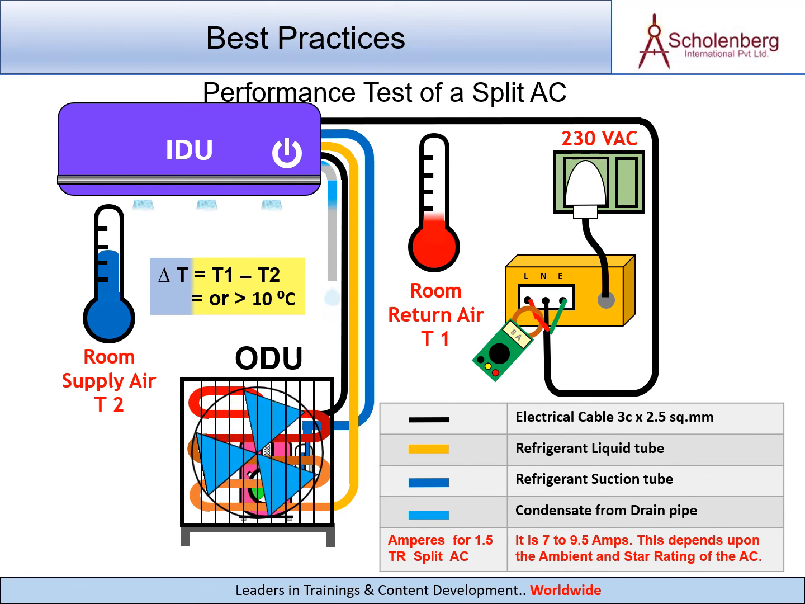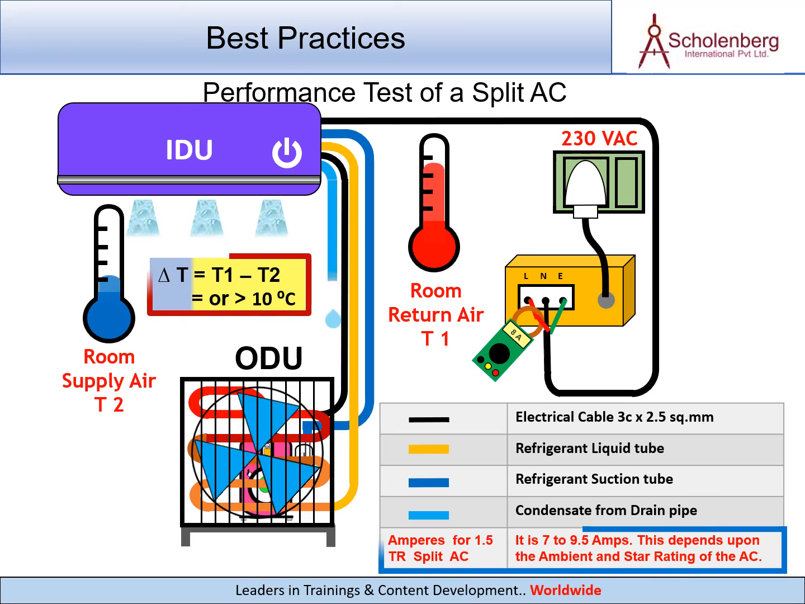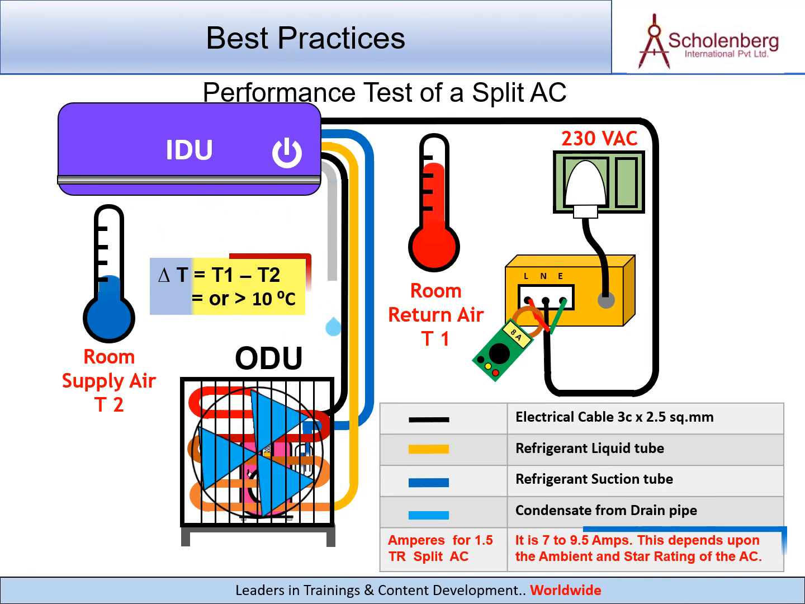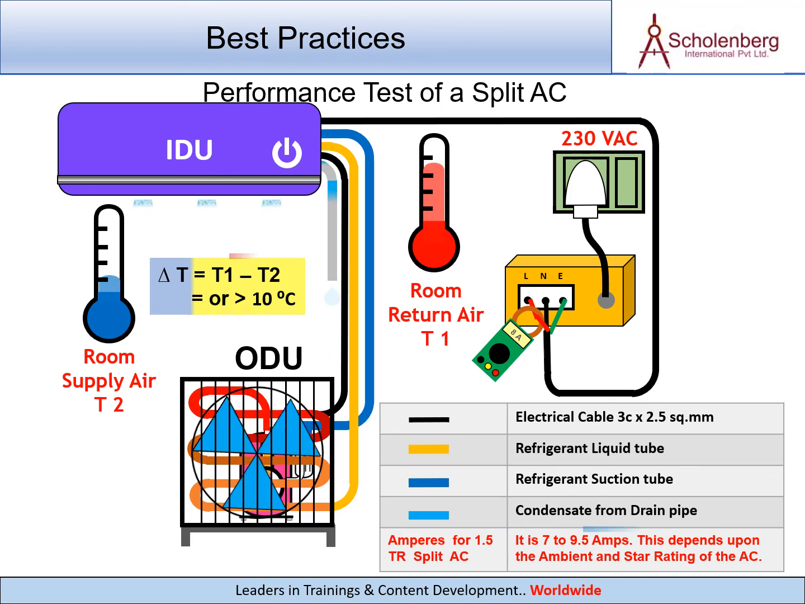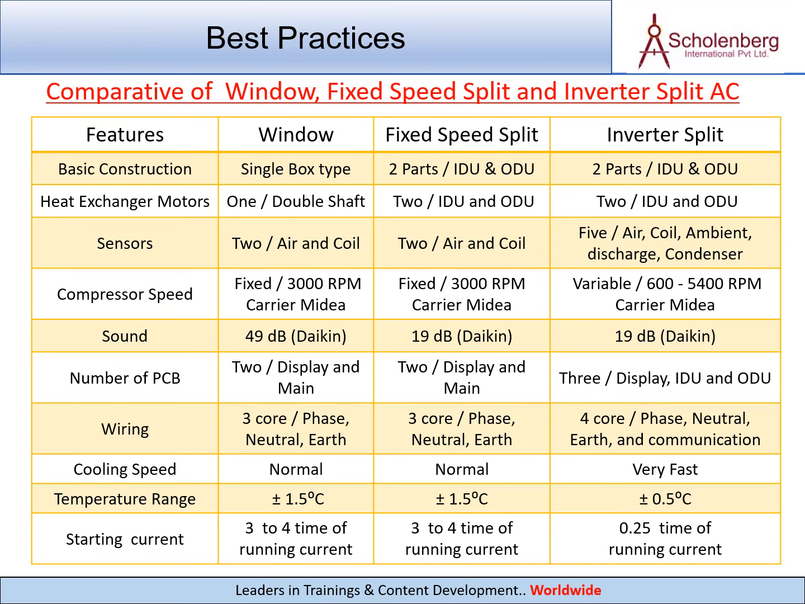Performance test of a split AC. Start the split AC. Run it for about 15 minutes. Measure the room return air temperature T1 and room supply air temperature T2. The difference between these temperatures is delta T. Now, delta T should be equal to or greater than 10 degrees centigrade. Check the current drawn by the AC. The amperes for a 1.5 ton split AC is generally between 7 to 9.5. This depends upon the ambient temperature and the star rating. Comparative of window, fixed speed split and inverter split AC.